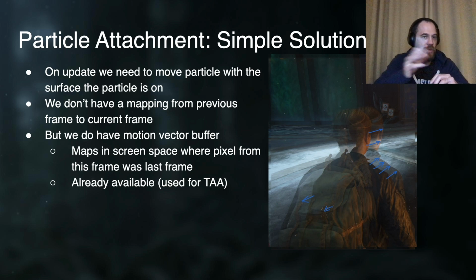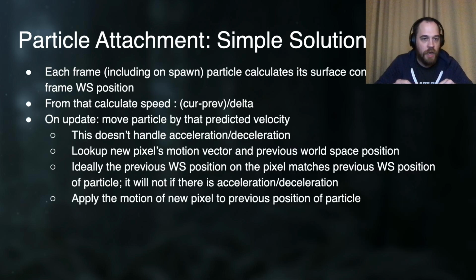Unfortunately, it doesn't point forward, it points backwards, right? For every pixel, we know where the pixel was last frame, more or less in 2D space, or in screen space. So what we can do, whenever a particle lands, or in general whenever a particle is attached, is look at that motion vector and predict where the particle is going to be next frame. The motion vector gives us the prediction of how the underlying surface that the particle sits on is moving. Of course, that's not going to handle acceleration or deceleration, so we need to handle that particular case too.